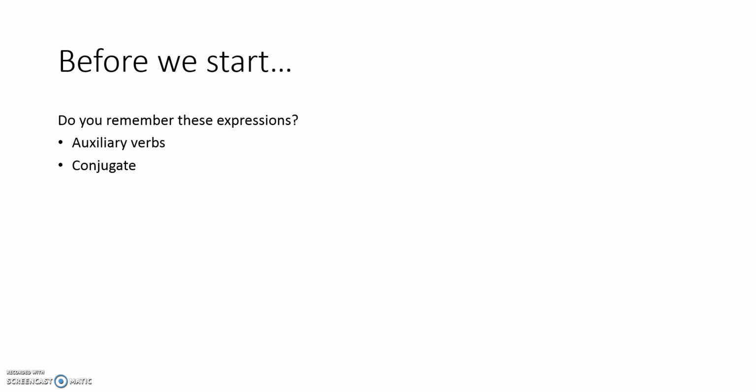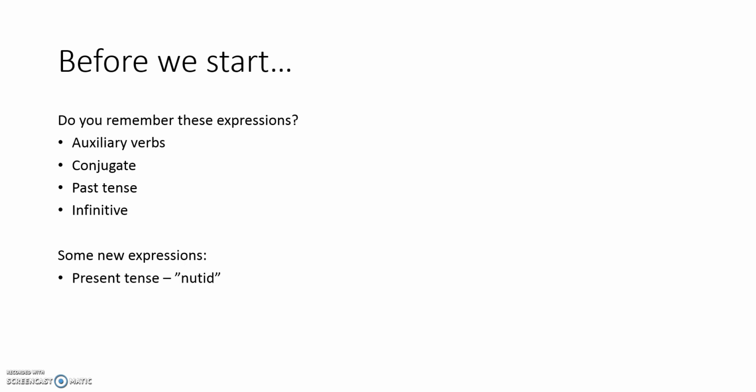For verbs, we change their tenses, like past tense, dåtid, or its infinitive form, infinitiv, eller grundform, where we put the word to in front of the verb. In this video, we're adding a few new expressions. Present tense is what we call nutid in Swedish. Present continuous is what we call pågående nutid, or progressive form in Swedish.